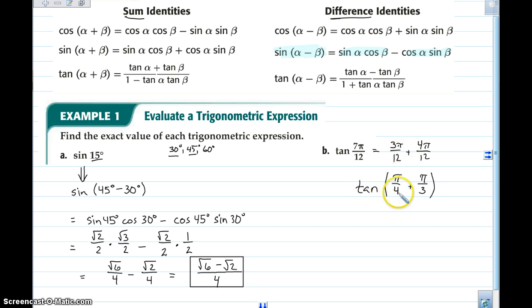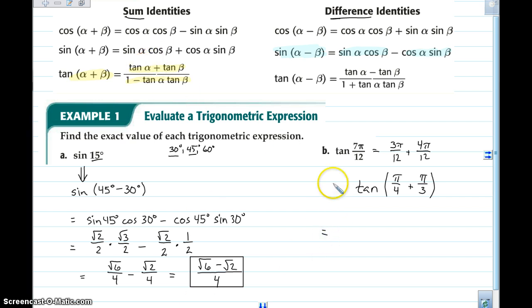So the tangent of pi over 4 plus pi over 3, we're going to use our sum identity right up here with tangent. Tangent of alpha plus beta equals this fraction, tangent of alpha plus tangent of beta, all over 1 minus tangent alpha tangent beta. So this is pretty much a plug and chug.